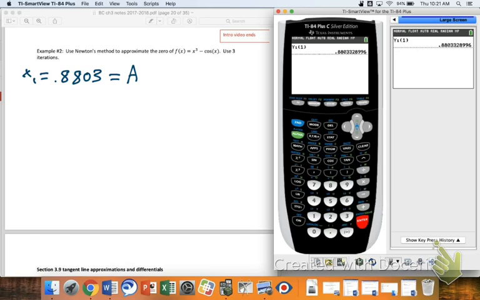I got 0.8803. So for my second one, I'm going to write x2 equals a minus f of a over f prime of a. From a notational standpoint, does that make sense? You're totally okay doing that.